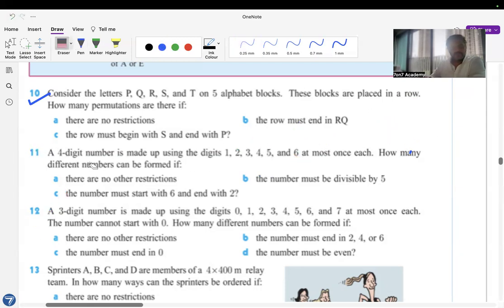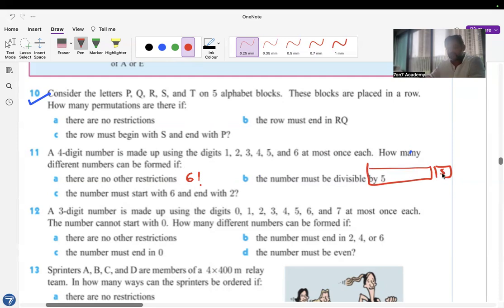Now question number 11. 4-digit numbers are made using these digits, at most 1 each. You have to use different digits, with no restrictions. So tell me, isn't it 6 factorial? Now the number must be divisible by 5. To be divisible by 5, it should end in either 0 or 5. So if you fix the unit place, we don't have 0, so it only ends in 5.